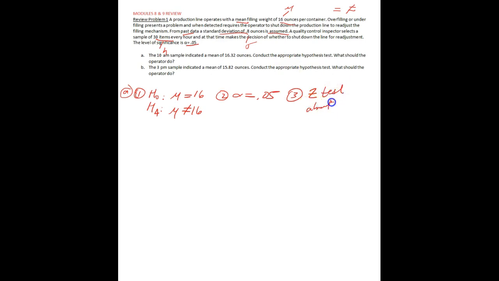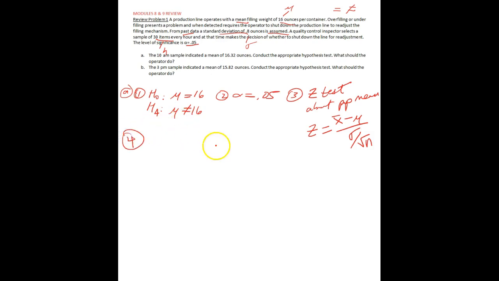So we know then that we're going to be using the z-test about a population mean. Okay? And that formula is equal to z. What on earth is this pen doing? There. All right. Okay, and that is our formula.